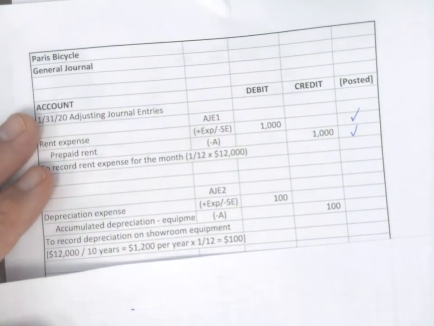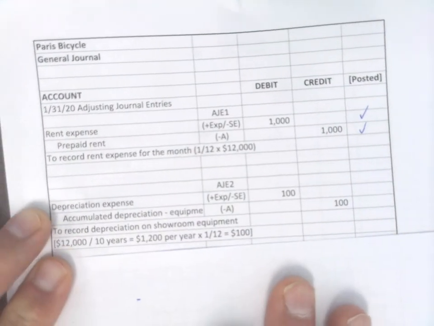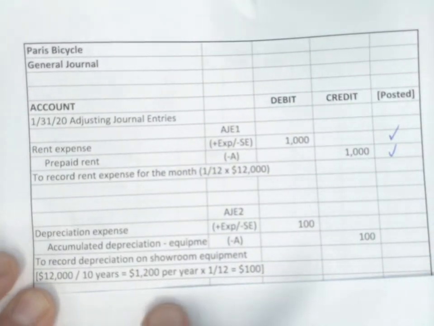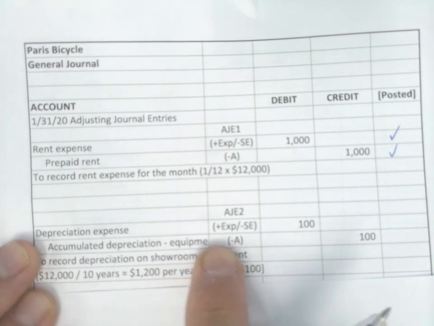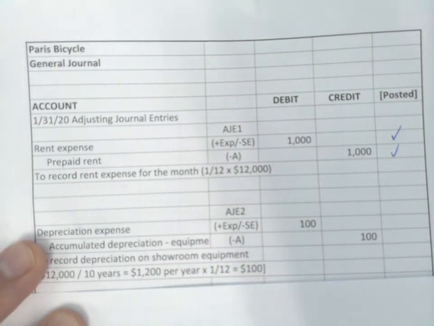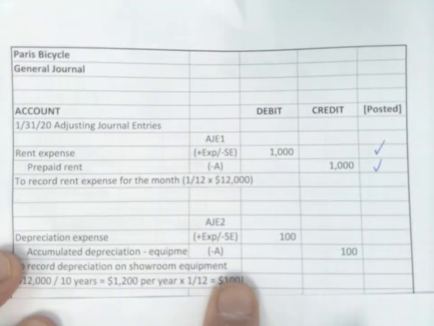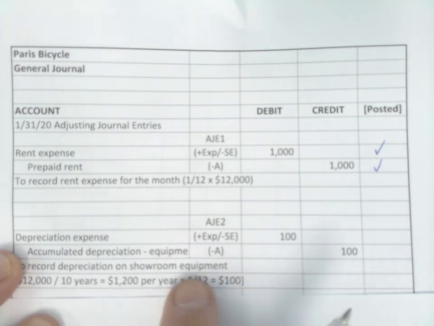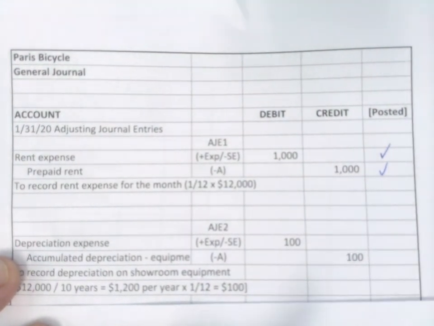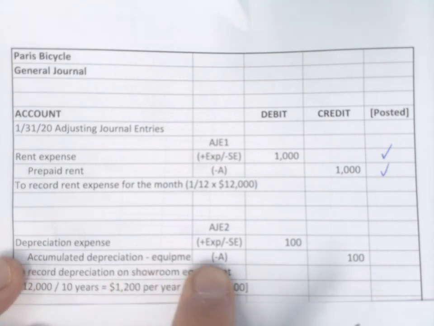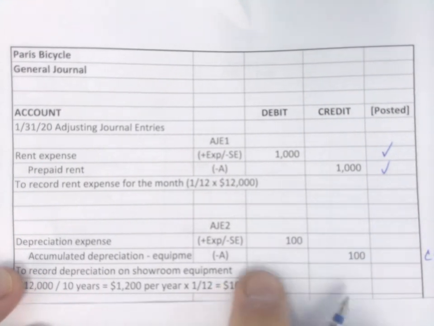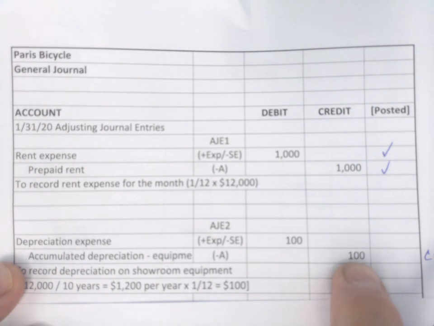And here is the entry that I made as a result. And hopefully you have the same thing. The adjusting journal entry debit is to depreciation expense. And the credit is to accumulated depreciation, which is a contra asset account. So it's the beginning of the expensing.